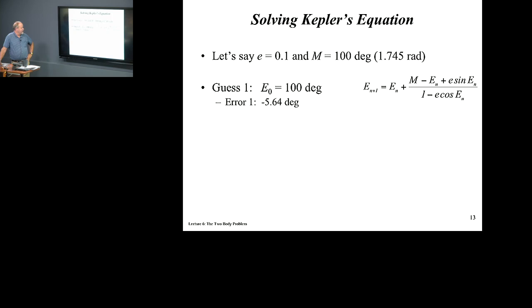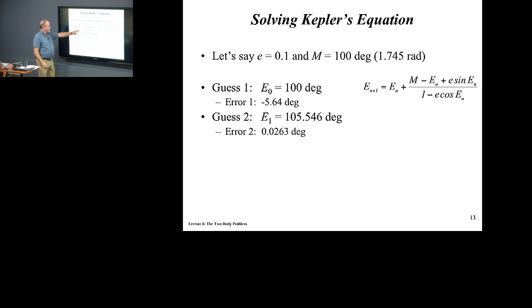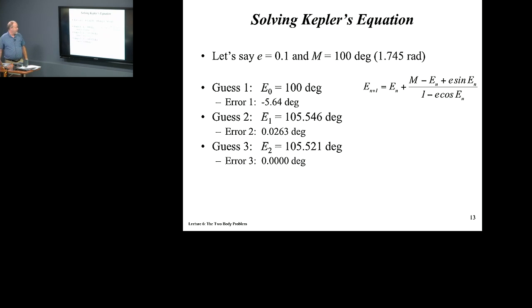So we're starting with our initial guess of E0 equal to 100, which was just the mean anomaly. The value of that function ended up being minus 5.64 degrees. So then we use the slope computed here, and we use that to guess where the 0 crossing is. So we're using this answer plus the slope, and we get that the next guess is E1 as 105.546 degrees. We recompute the value of our function there, and it's 0.0263. And we go on, third guess there, we're actually to within the digits, 4 digits there, we're at 0. And so we can stop.